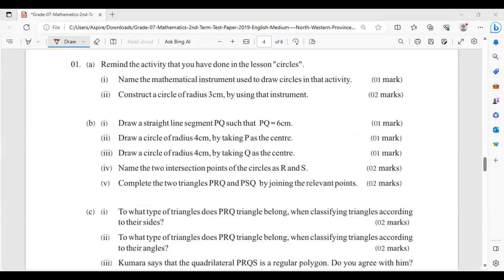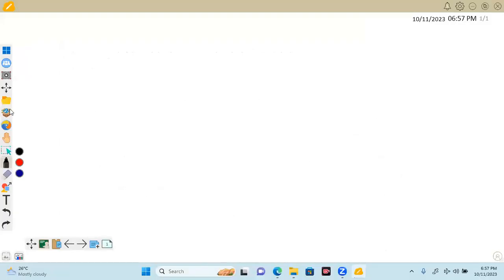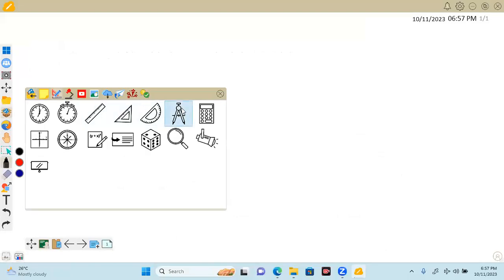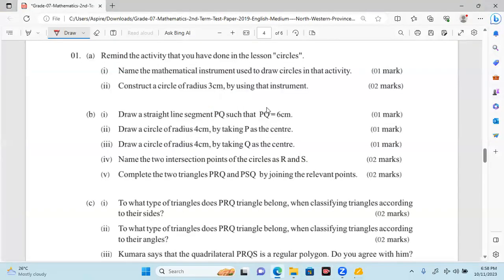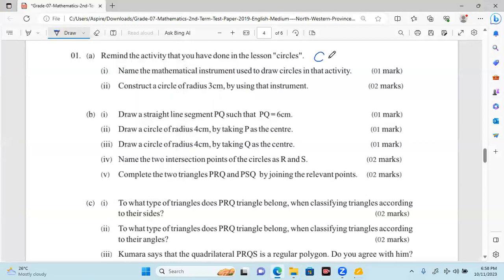You already know this. Yes, compass. Yes, it is. I think you all have this mathematical instrument. You have to write it as compass. Construct a circle of radius 3 centimeters using that instrument.